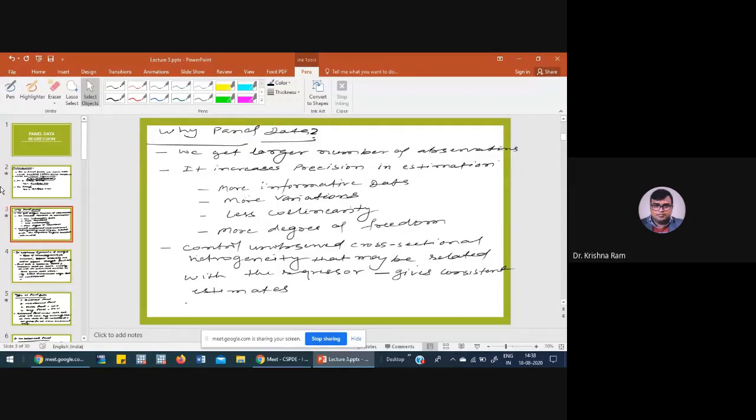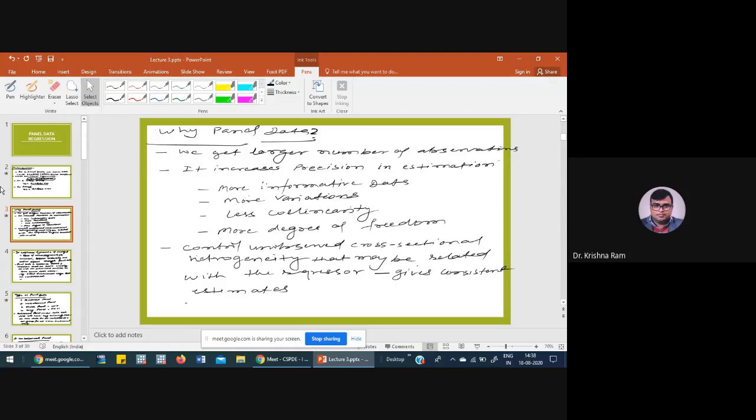So the question arises, why do we use panel data? The answer lies in its advantages. The first advantage of panel data is that it gives us a larger number of observations, and we know a larger number of observations is good for the model. Since you are working with 100 cross-sectional units with 10 years of data, you will have 100 times 10 equals 1000 observations.